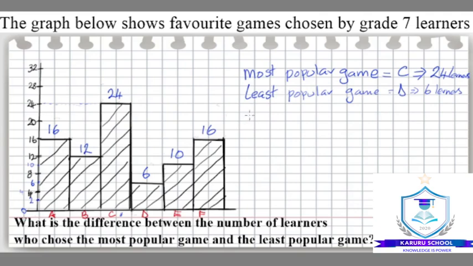So to get the difference, this will be given by subtracting 6 from 24. So we have here 24 learners minus 6 learners. So this gives us 18 learners.